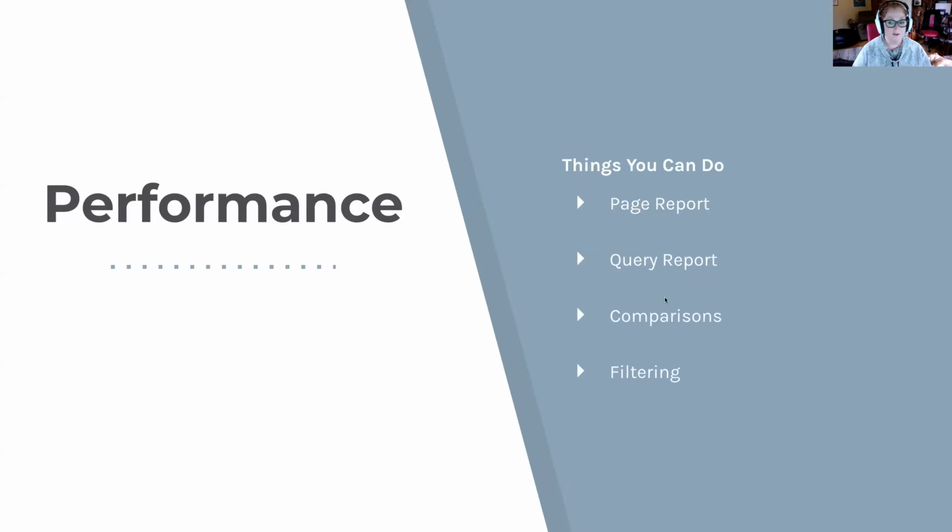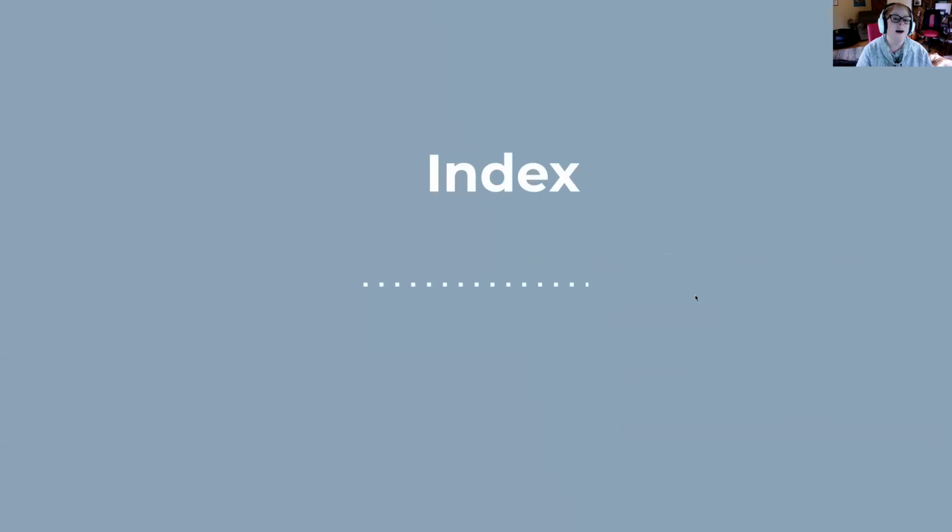But at least you can say, hey, look what we did, right? So the things you can do in the performance report are comparisons and filtering. You can look at your keywords to page. You can look at query report. There's a lot in there to play with, and you are going to play with it. And it's really fun, and I can't say enough good things about Google Search Console.